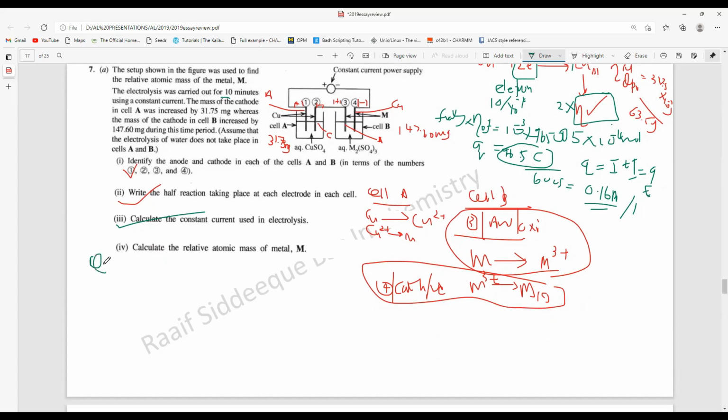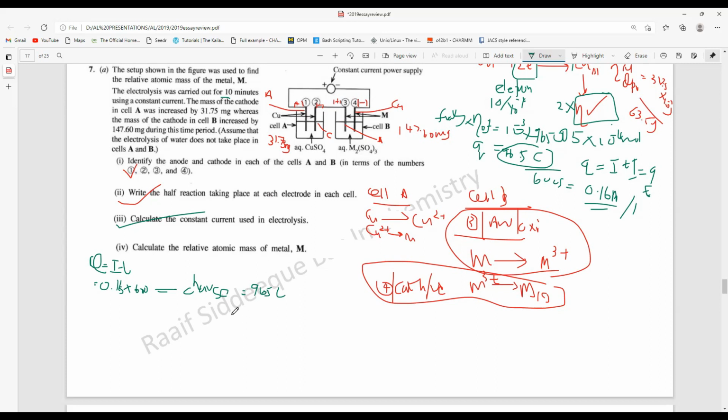So Q is equal to IT. Do you know the current? Yes, that is 0.16. You know the time? Yeah, 10 minutes, so 600 seconds. So you know the charge. Okay. So 0.16 times 600 will automatically give the charge as 96.5 coulomb, because the charge also should be the same. If the current is the same, the time is the same. Okay. So you know the charge.